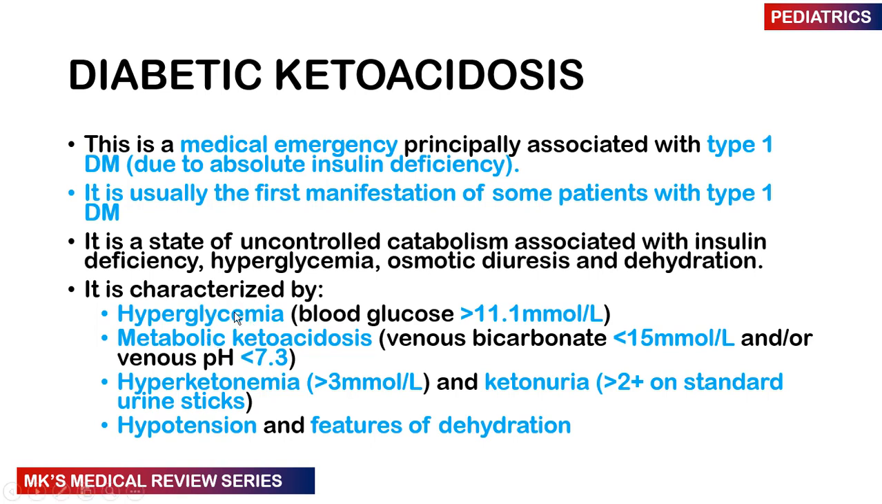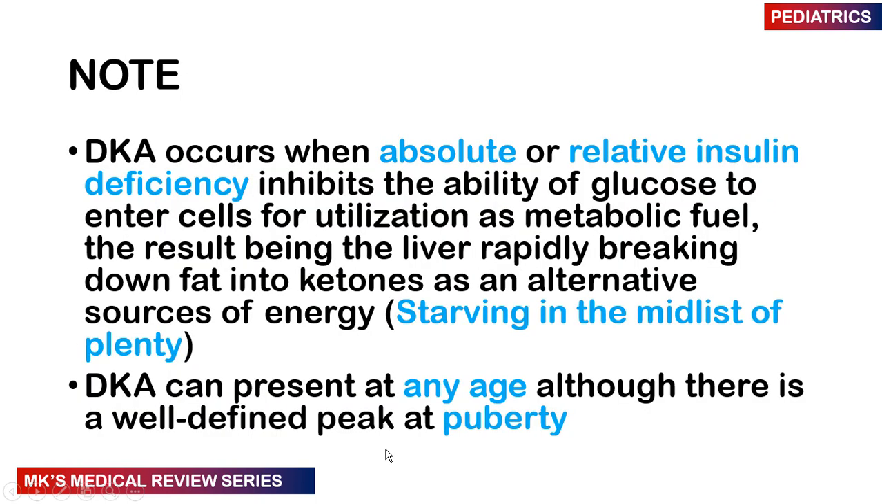Now, what characterizes diabetic ketoacidosis? Number one, you have a high blood glucose, greater than 11.1. You have metabolic acidosis, evidenced by a bicarbonate concentration that's less than 15 millimoles per liter, and a venous pH that's less than 7.3. You have hyperketonemia, a blood ketone concentration greater than 3 millimoles, and ketonuria, ketones in the urine greater than 2 plus on a standard urine dipstick. Of course, you are also going to have features of hypotension and dehydration.